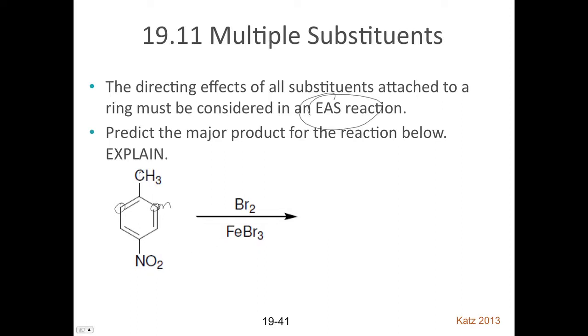But the CH3 group, the alkyl group, directs ortho-para. So this position here is meta to the nitro, but ortho to the methyl. So this is ortho there, and so this position is both ortho and meta, and para is right here. But you can't put something in the para position because the nitro group is already there. So your overall answer is going to be, overwhelmingly.